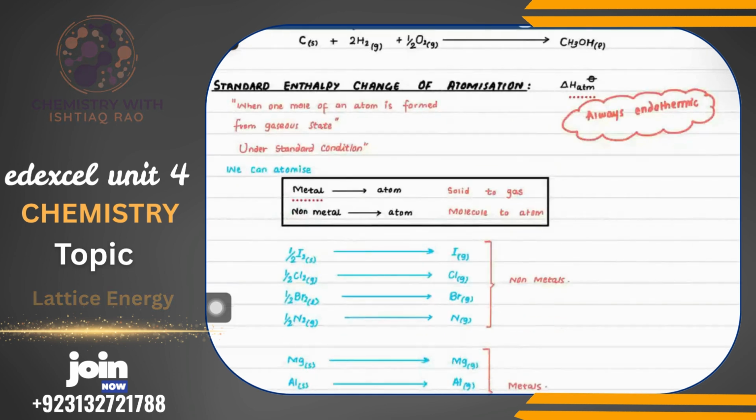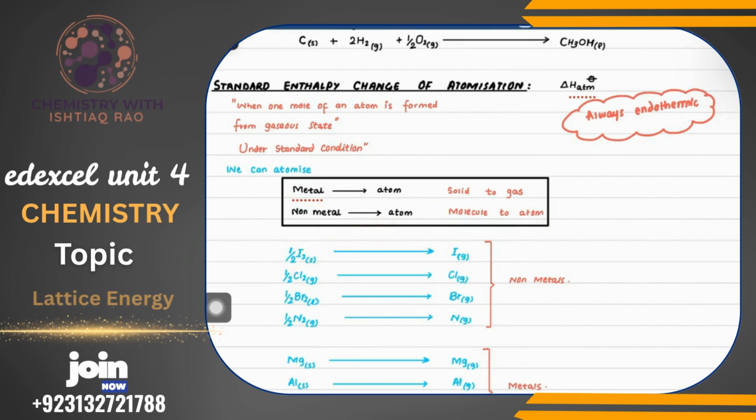Let's see. This is a non-metal. It's solid at room temperature, and it's a molecule. Since this is a non-metal, it's not a metal, so we can atomize it. So this molecule will be changing into atoms.